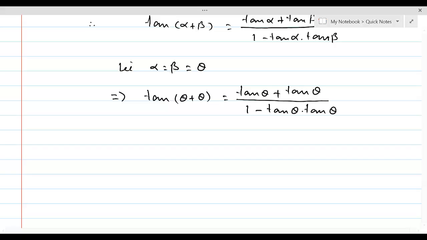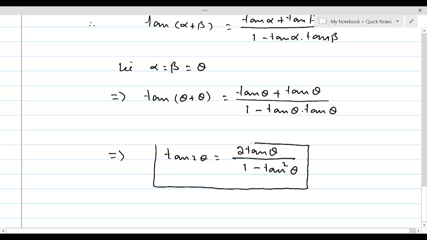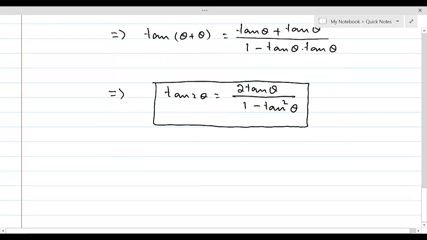So this gives us the identity for tan 2 theta. Tan 2 theta is equal to 2 tan theta over 1 minus tan square theta. So this is another trigonometric identity for tan 2 theta. These are collectively known as double angle trigonometric identities.